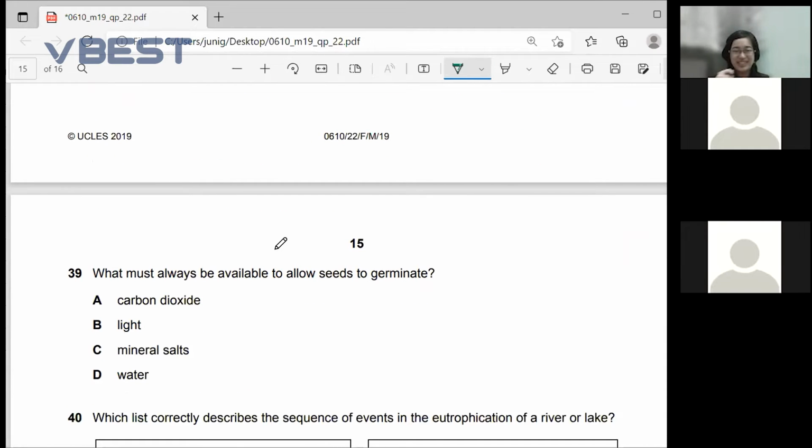Alright, 39. What must always be available to allow seeds to germinate? Yes, always water. Light is not important. Carbon dioxide, not yet. Later on, right? Carbon dioxide is only needed when the plant needs to do photosynthesis. Same with light. Mineral salts are later on once it grows the roots. Okay, first thing is the water so that the seed can start the germination process.